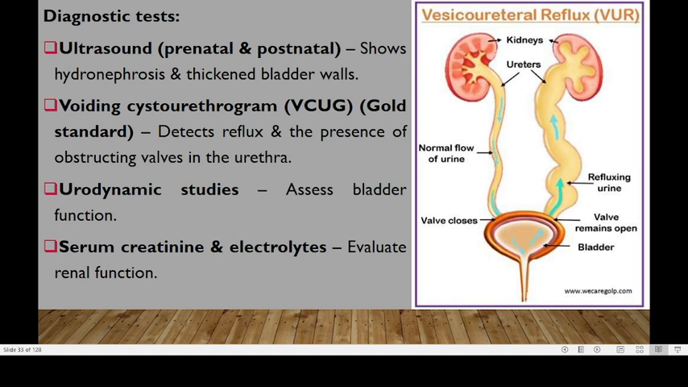Voiding cystourethrogram is the gold standard. It detects reflux and the presence of obstructing valves in the urethra. Urodynamic studies will assess bladder function, and lastly, serum creatinine and electrolytes evaluate the renal function. Notice on our diagram the vesicoureteral reflux disease. I think this one we had looked at.